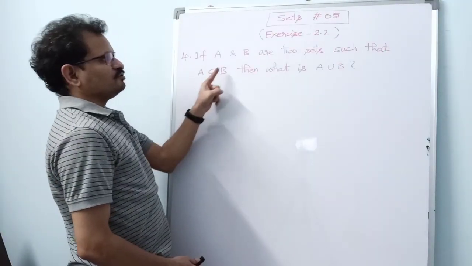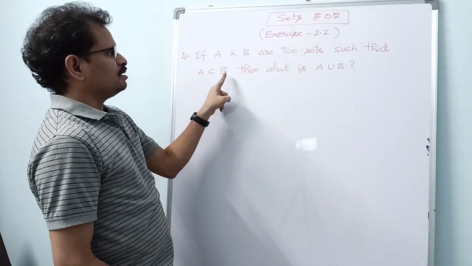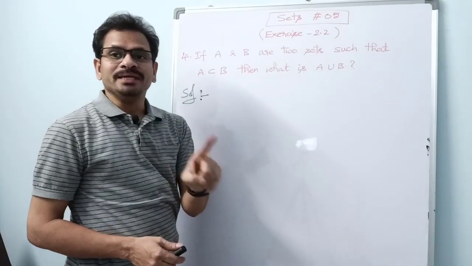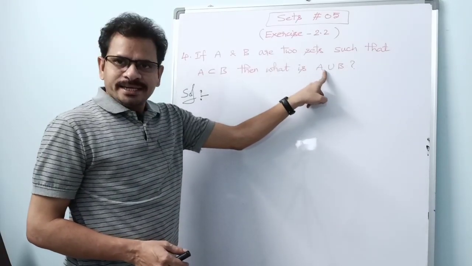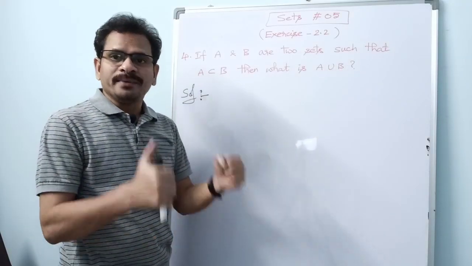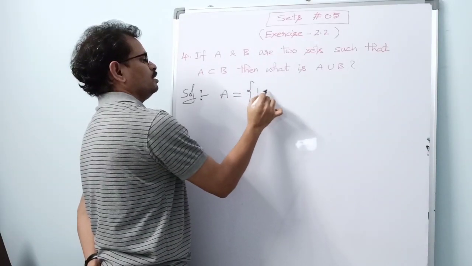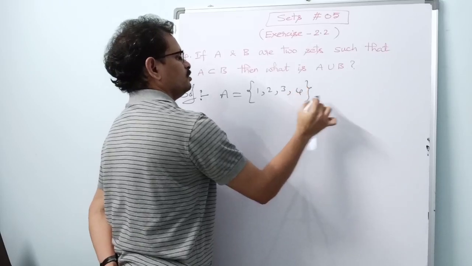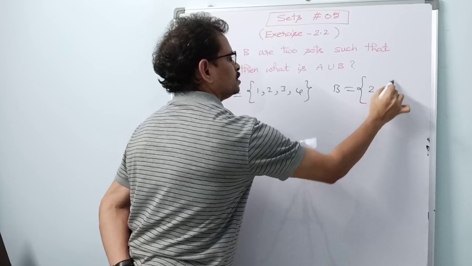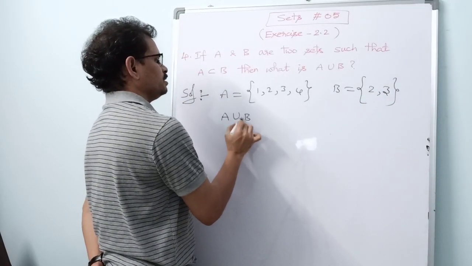Next question. If A and B are two sets such that A is subset of B, then what is A union B? A union B means what? The set A and set B, they are coming together and forming an alliance. They are forming an union. Got it? A equal to 1, 2, 3, 4. B equal to 2, 3. Now what is A union B?